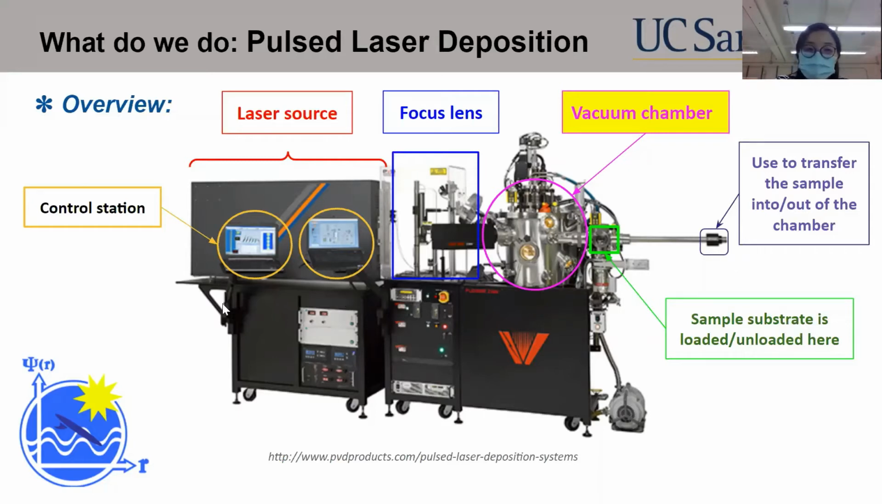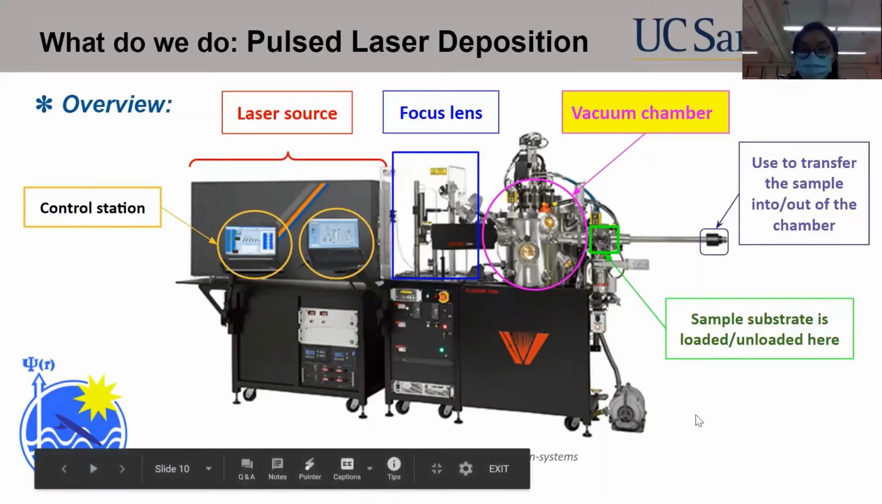Here we have the control station, where we control the laser beam, like the energy of the laser and the time for which we deposit the thin film. I'll talk more in detail about what's going on inside the vacuum chamber in the next slide. But here's the overview of the machine that we're using in our lab.